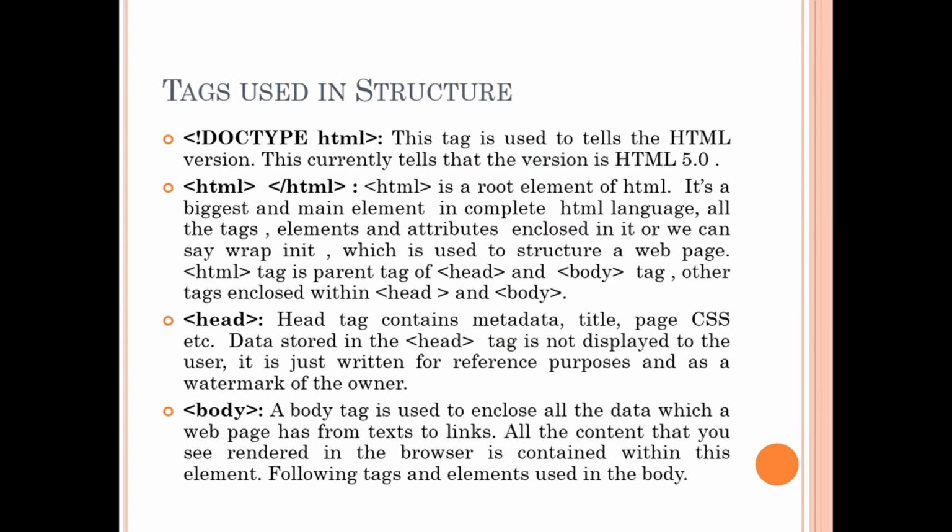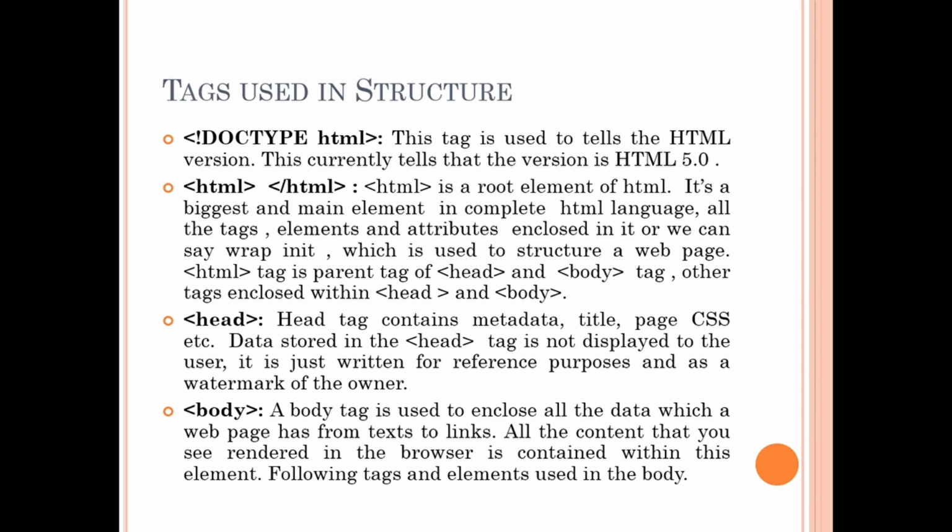Next, tags used in structure. Doctype HTML: this tag is used to tell the HTML version. This currently tells that the version of HTML is HTML 5.0. HTML tag: the HTML tag is the root element of HTML. It's the biggest and main element in the complete HTML language. All the tags, elements, and attributes are enclosed in it, or we can say wrapped in it, which is used to structure a web page. The HTML tag is the parent tag of the head and body tags. Other tags are enclosed within the head and body tags.